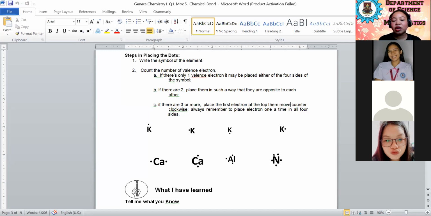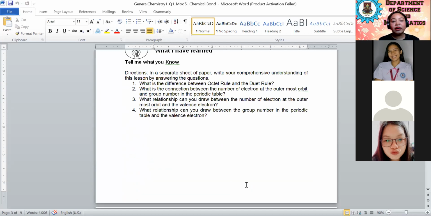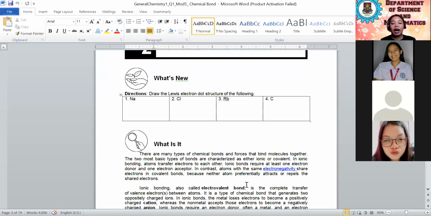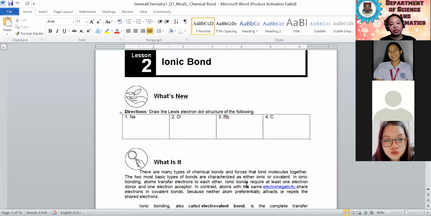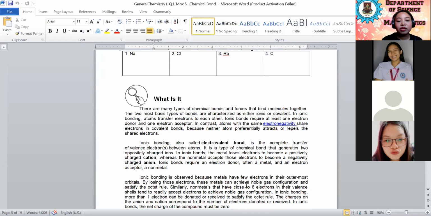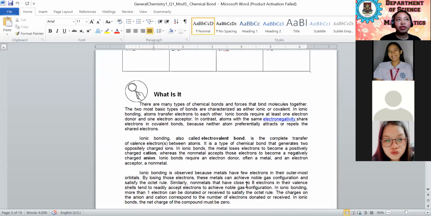So pag naa siyay lone pair, dili na siya makig-share or dili na siya ma-remove. This is the ionic bond. So for an ionic bond to be formed, electrons must have... dili siya kaabot sa katunga or half-filled sa iyahang valence electron.